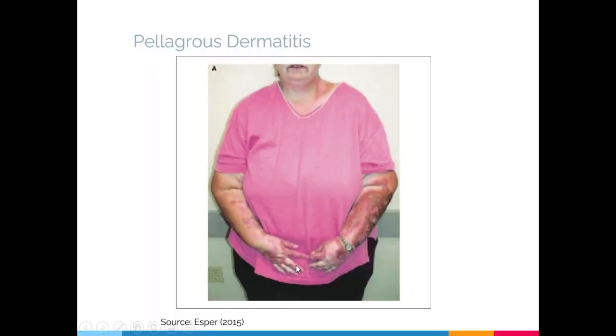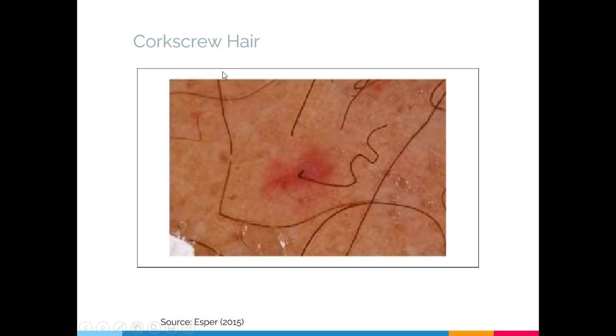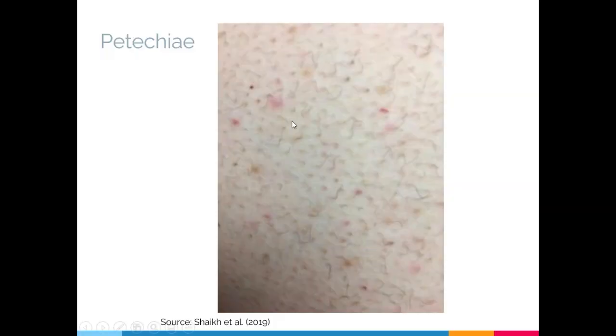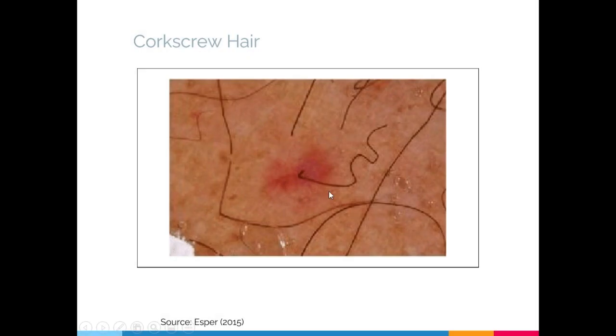Pelagrous dermatitis kani, from the term pelagra. Pelagra is the deficiency disorder of vitamin B3 or niacin deficiency. Corkscrew hair. Okay. Actually kani zoom in ra ni nga version ani diri. Kay you can also see here kani petechiae, okay? And then hair nga corkscrew, okay? So therefore this is vitamin C deficiency as well.